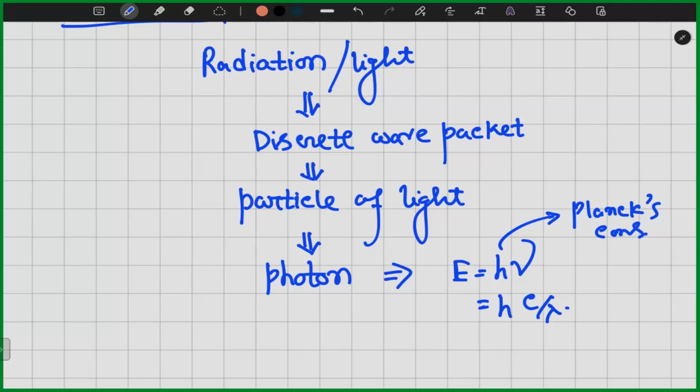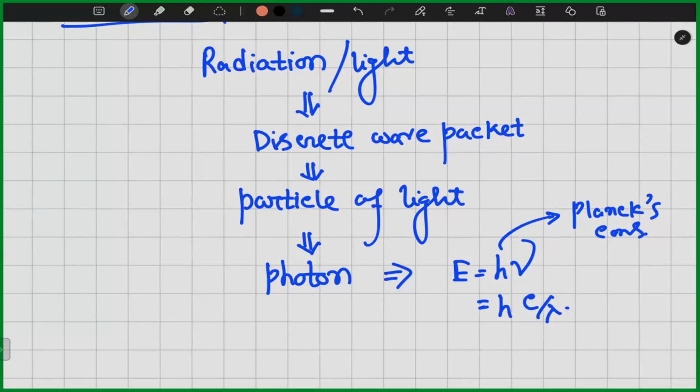And light also has the wave nature. Then only reflection, diffraction, this type of phenomena can occur. So light has both natures. We'll discuss the wave nature in the next class. This is the particle nature of light. Similarly, matter also has wave nature. This duality will be discussed in the next class.